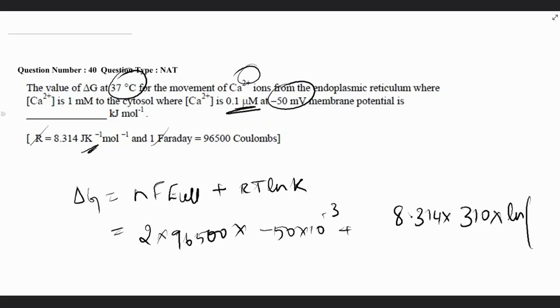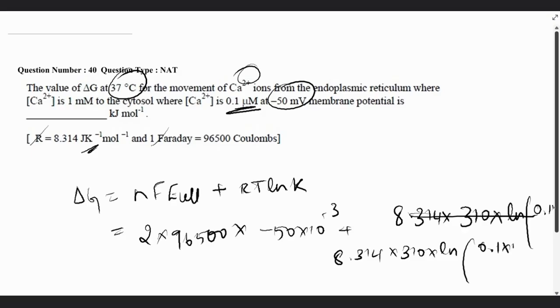So the product concentration here is 0.1 micromolar. It is better if you, let me just write it here. This is pretty towards the end. So 8.314 into 310 into ln product, which is 0.1 micromolar, multiplied by minus 3 into 10 power minus 3 because the reactant is in millimolar. So that will be 1.